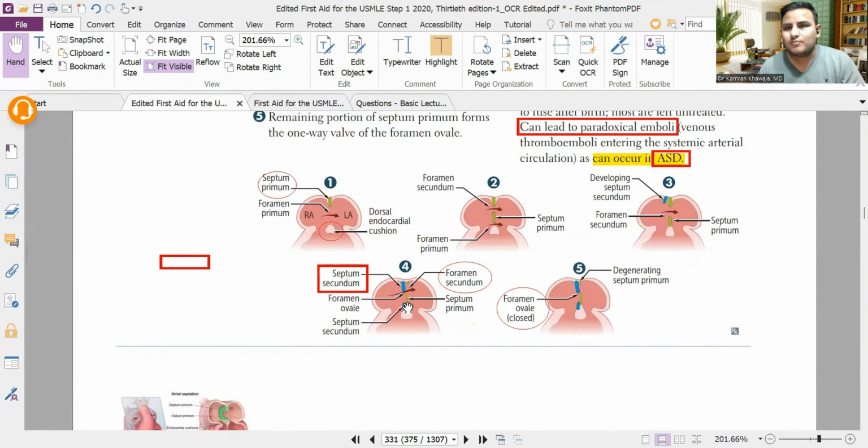Okay, the lower part of the septum primum, which was the primary septum, is attached to the endocardial cushion, and the hole between the septum secundum is the foramen ovale. This is very important. What is the foramen ovale?